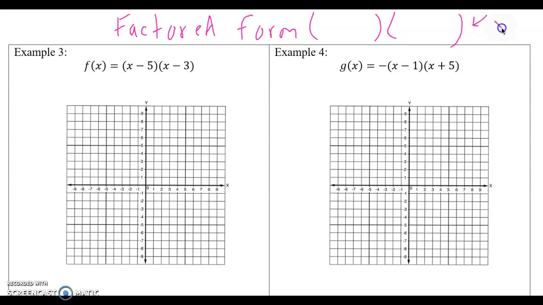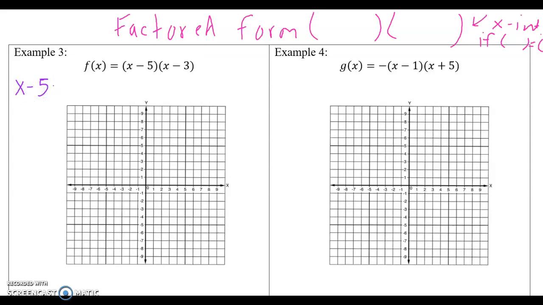In each one of these factors, if you set them equal to 0, that would be your x-intercept. So if I set both of these factors equal to 0, those would be my x-intercepts. And that's what I'm going to do to graph this equation in factored form. So let's go ahead and do that.